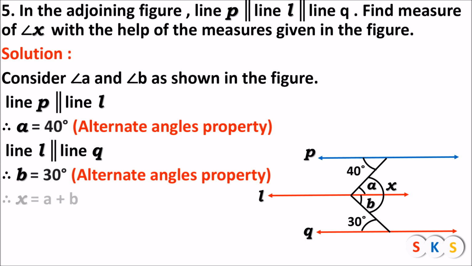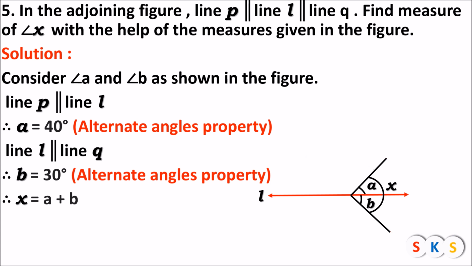Look at this figure. Your X equals A plus B. Can you see this figure? Yes, here X is the sum of two angles, angle A and angle B. Now we will substitute the values of A and B. Therefore, X equals 40 degrees plus 30 degrees. Therefore, X equals 70 degrees.